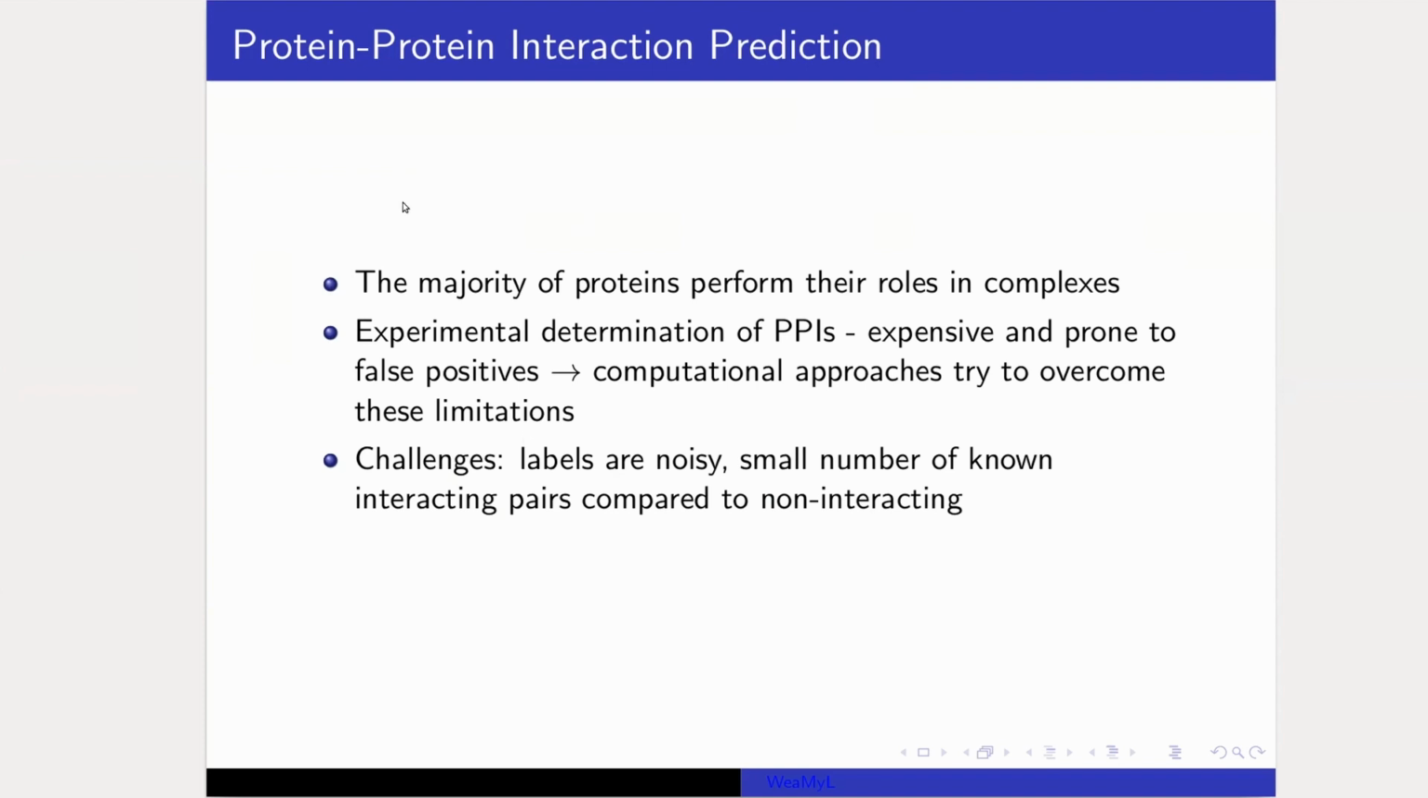In training these machine learning models, we use the experimentally determined data. The labels of these interactions can be noisy, which is a challenge in training these types of models properly. Another difficulty arises from the fact that we have a much smaller number of known interactions compared to all the possible pairs of proteins that are not interacting. So this creates a highly imbalanced data set.